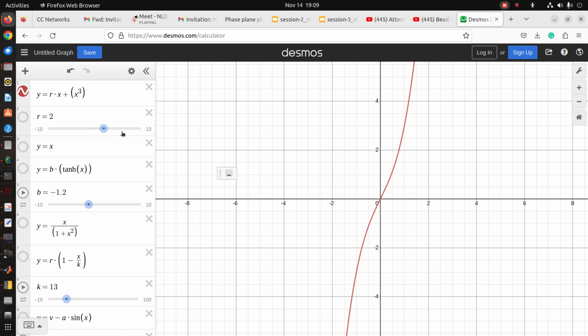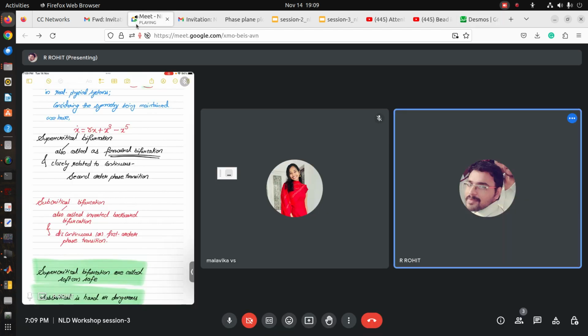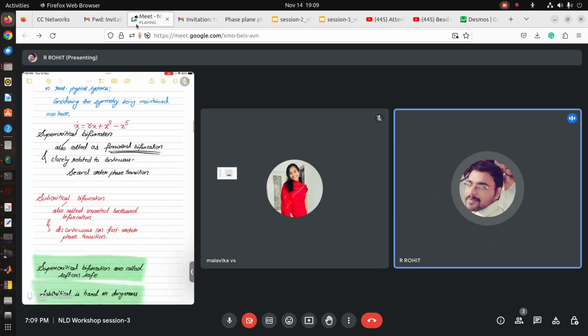Supercritical bifurcations are also sometimes referred to as forward bifurcations, or continuous bifurcations, and sometimes also second order phase transitions. Second order phase transitions, in the sense of smooth transitions from one state to another, happen in statistical physics. When the system changes smoothly from one state to another, they call it a second order phase transition.